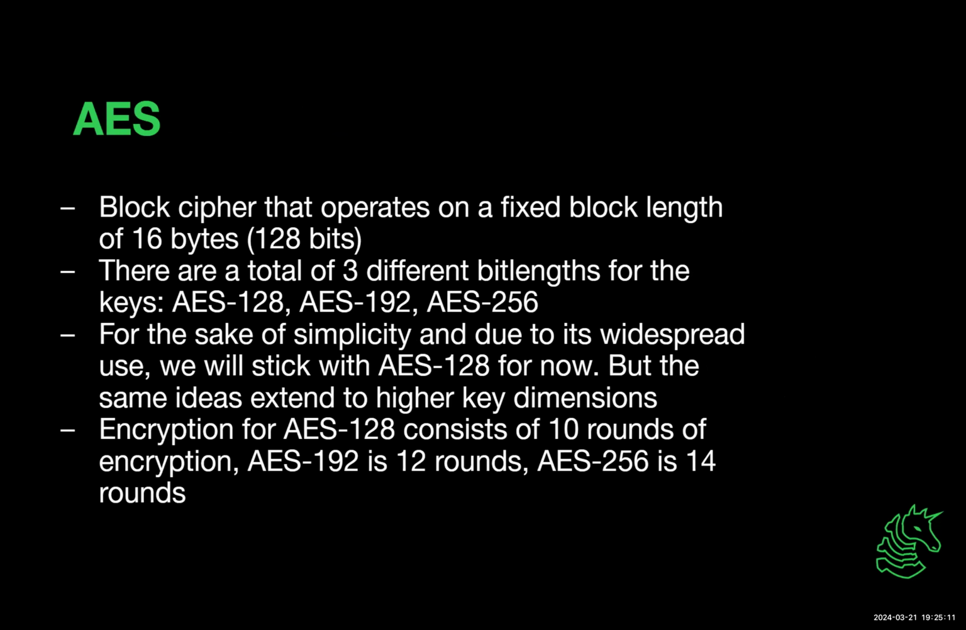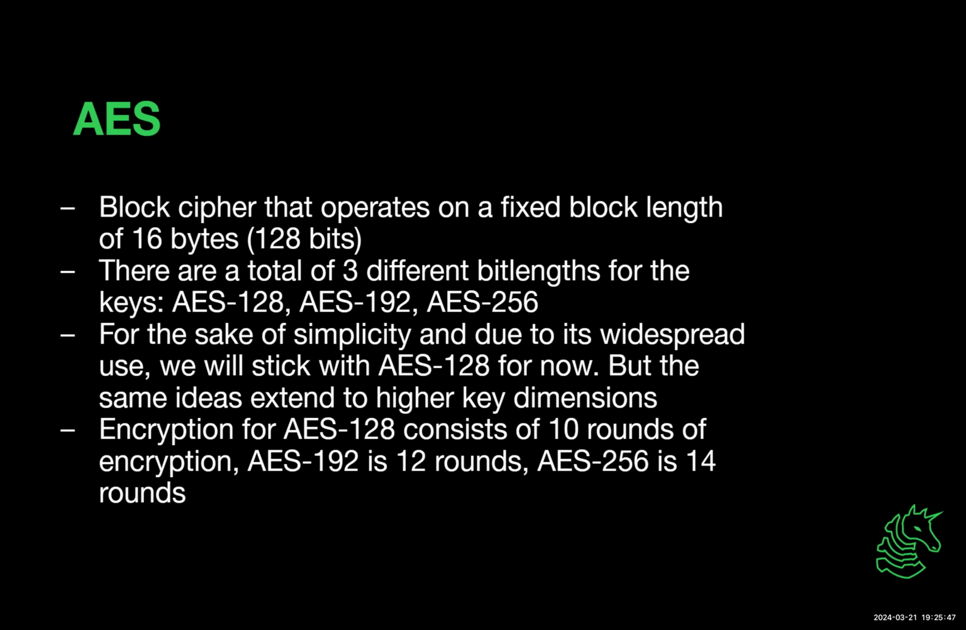So the most famous one you probably all know of is AES encryption, and that's a block cipher that operates on a fixed block length of 16 bytes or 128 bits. So there's a total of 3 different bit lengths for the keys, which are AES 128, 192, and 256, and they increase in security because of the key length being longer. But for the purposes of simplicity and the widespread use, we'll consider AES every time I talk about it to be 128 bits. So the same ideas that we're going to talk about also extend to the higher key dimensions.